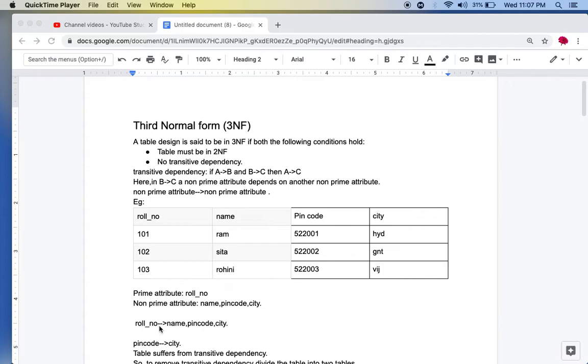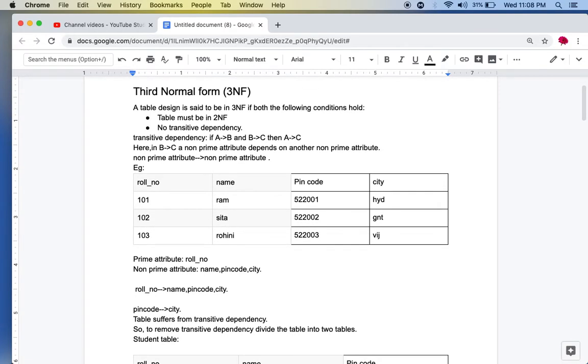But by using the pin code number, I can find out the city. Here, the city depends on the pin code number. But pin code is a non-prime attribute. Therefore, here, a non-prime attribute depends on another non-prime attribute. So the table suffers from transitive dependency.